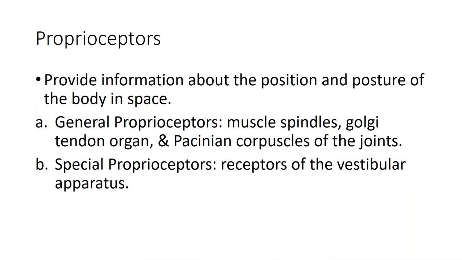Proprioceptors provide information about the position and posture of the body in space. Proprioceptors are further subdivided into general and special proprioceptors. The general proprioceptors are present in the locomotor system and include muscle spindle, Golgi tendon organ, and Pacinian corpuscles of the joints. The special proprioceptors are present in the head and include receptors of the vestibular apparatus.